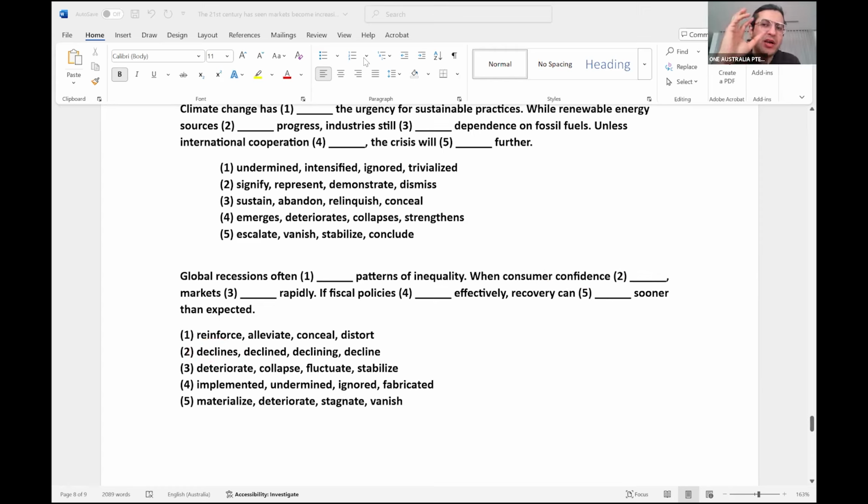Always remember, after an uncountable noun, if you have a verb which is a blank, and if it's in the present tense, 100% it has to be in the ES form. It cannot be without S. Please remember that.